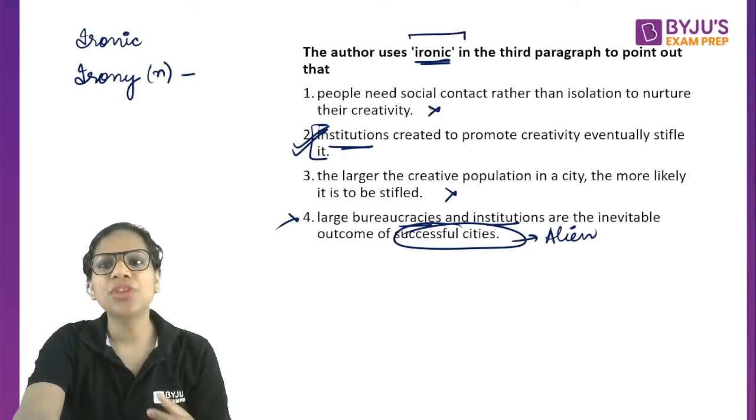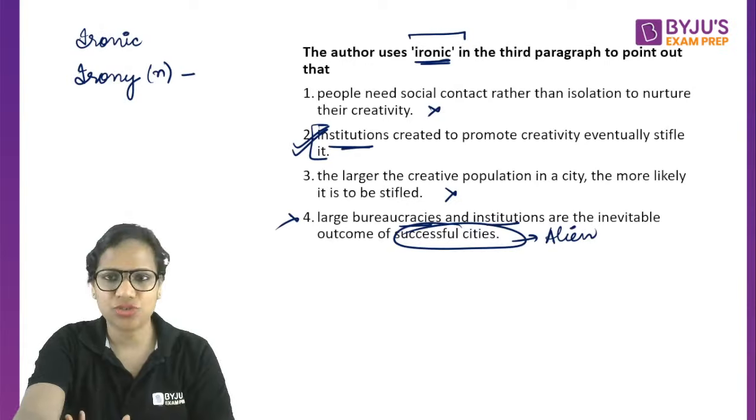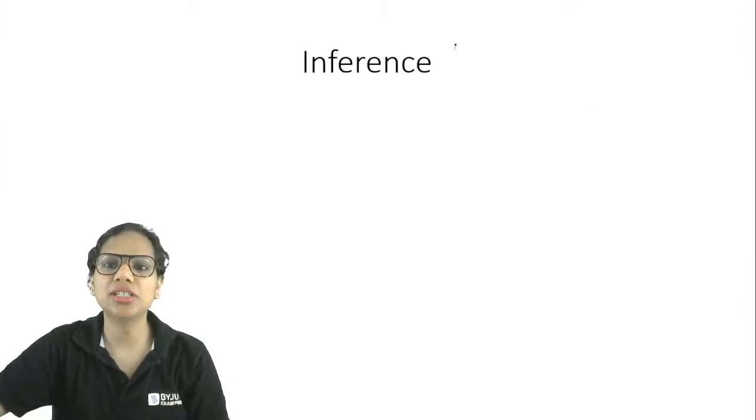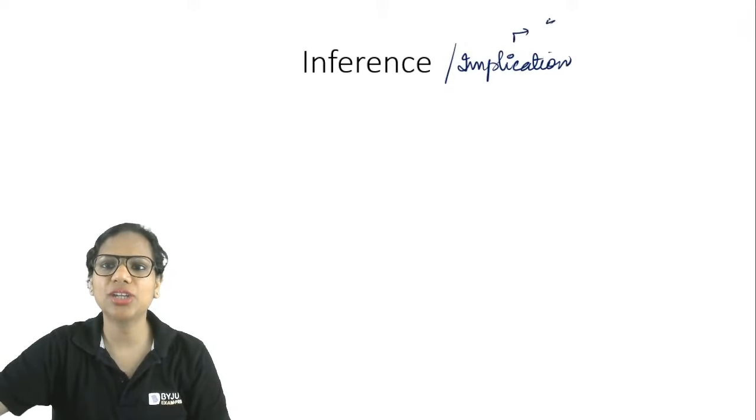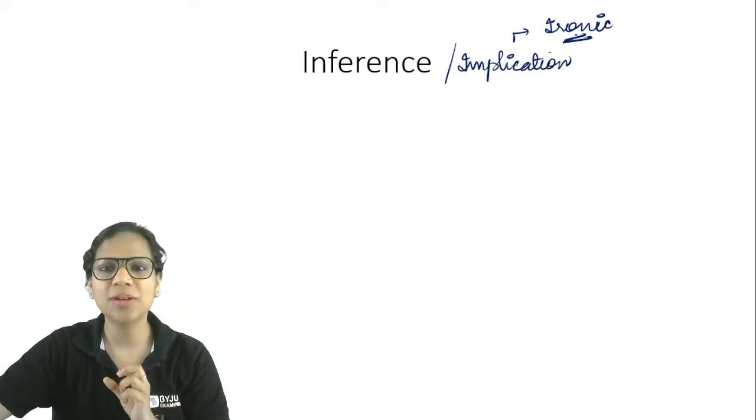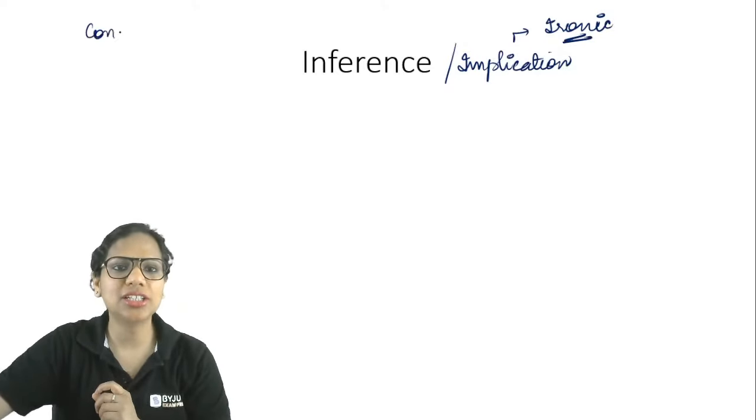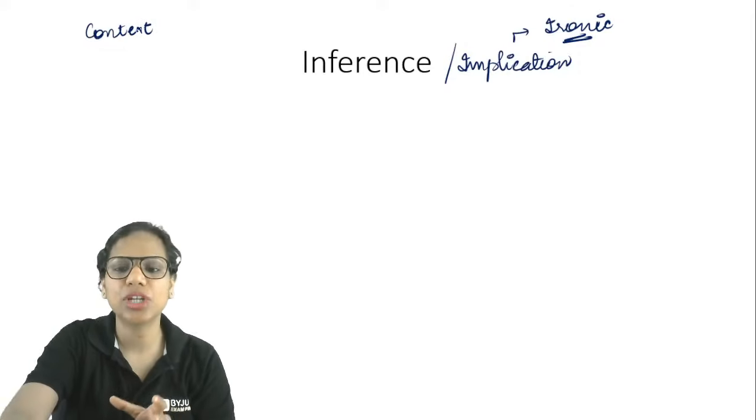So this question could be called an inference question, because here you had to understand what the author implied by using the word creative. What did the author imply by ironic in the context of the passage? So you had to understand the context. What is context? The surrounding words.